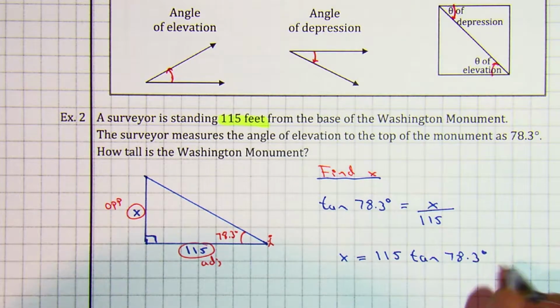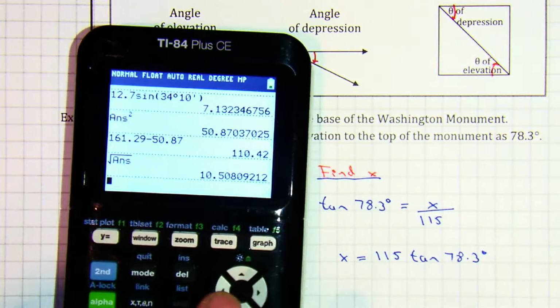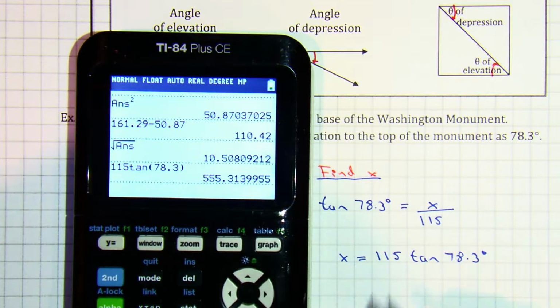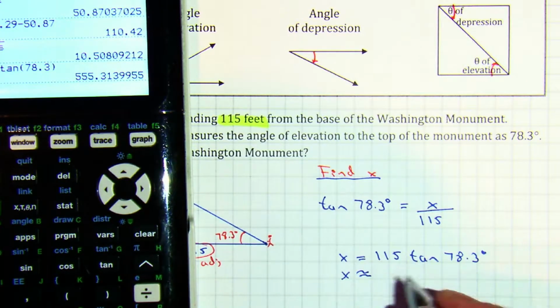This is the exact answer. We are going to get an approximation, so therefore we are using a calculator. 115, make sure that you're on degrees, which I am, and the tangent of 78.3. And that gives me x is approximately, and they're not using any decimal places, so I'm just going to use 555.